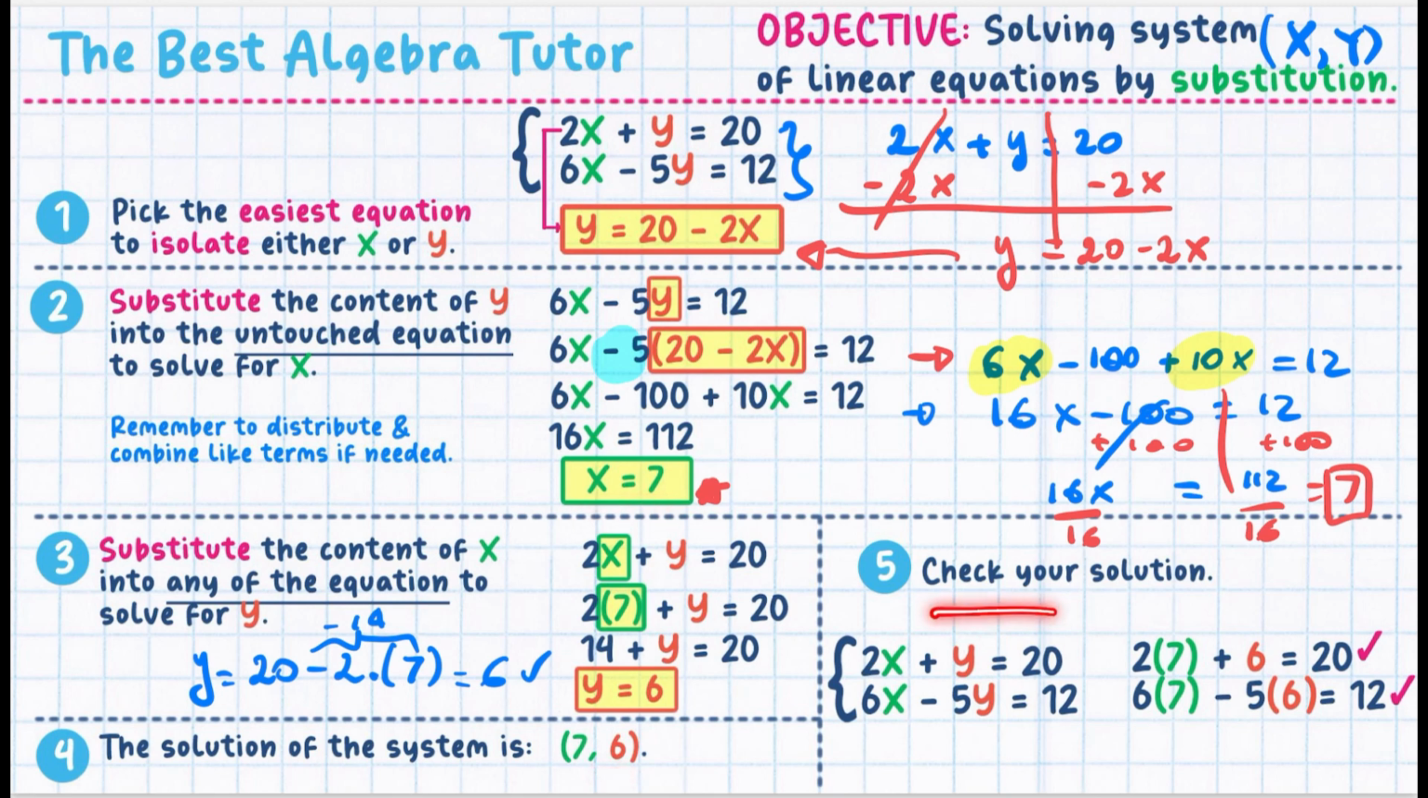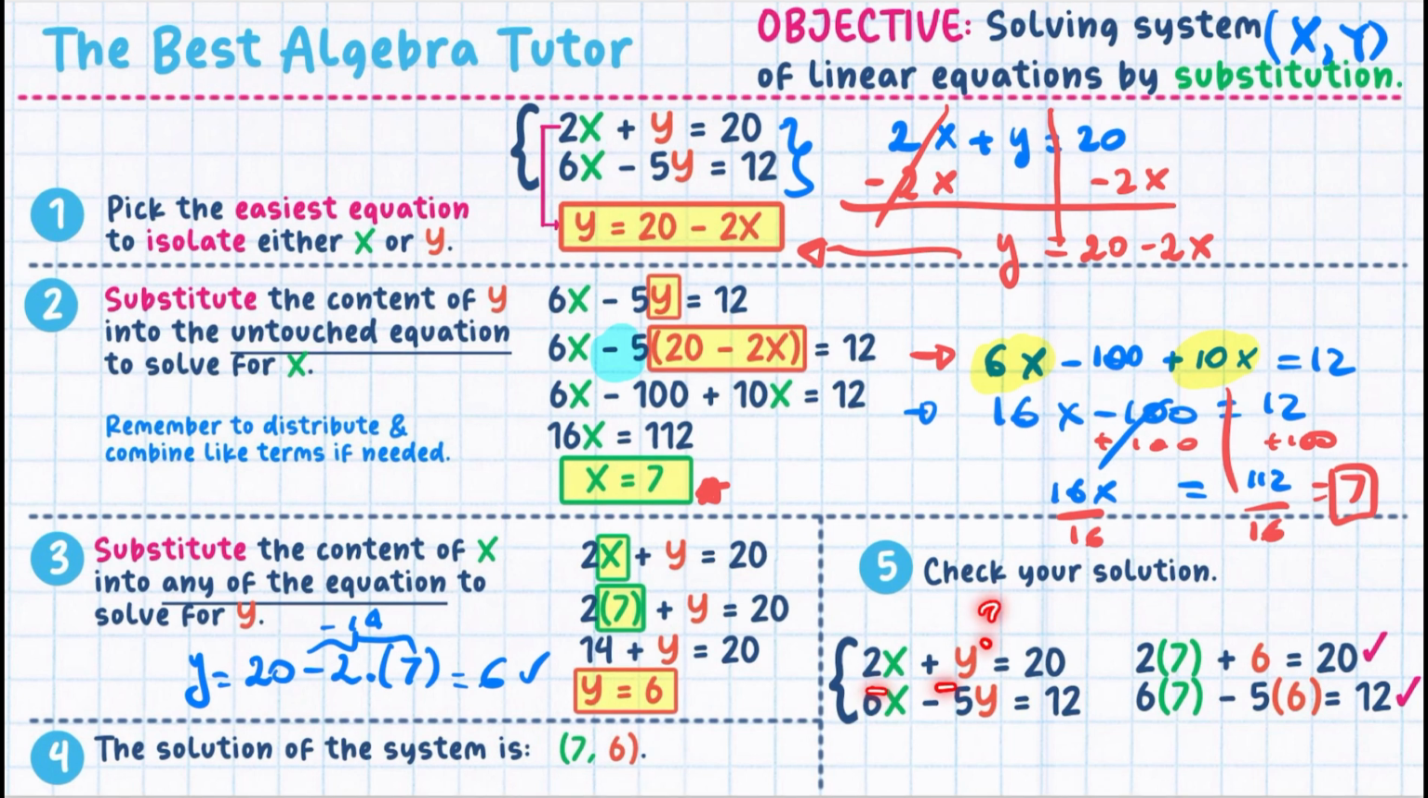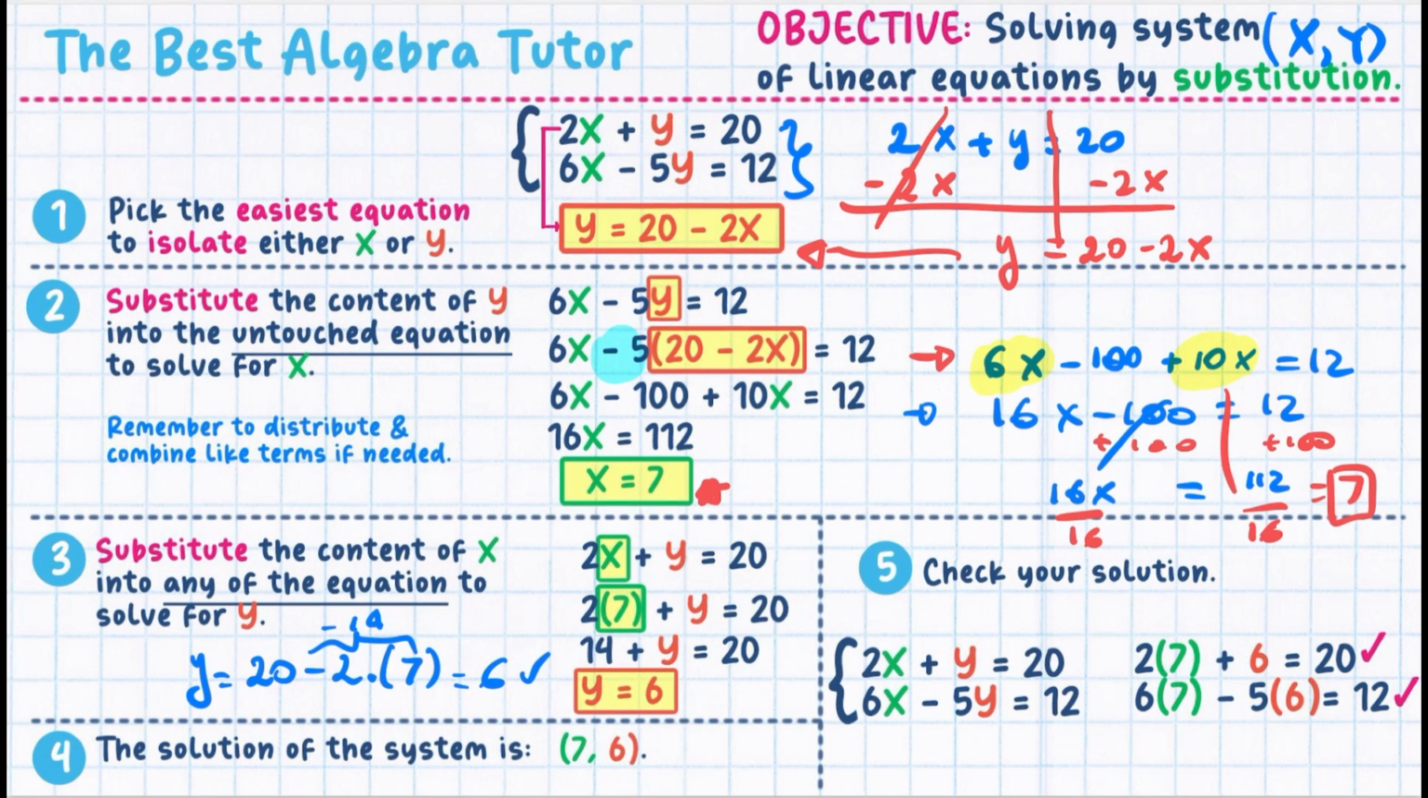Just to confirm, we're going to check our solution. All we have to do is plug back in, replace my value of x and my y. 2x plus y, does it equal 20? 2 times 7 plus 6, 2 times 7 is 14. 14 plus 6 is 20. That's correct. So 6 times 7 is 42. 5 times 6 is 30. So 42 minus 30, does that equal 12? Yes, it does. So that was easy.